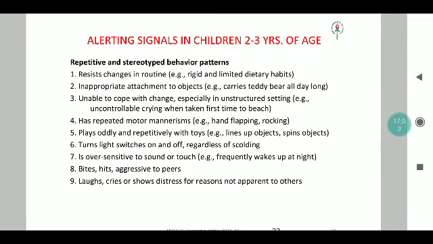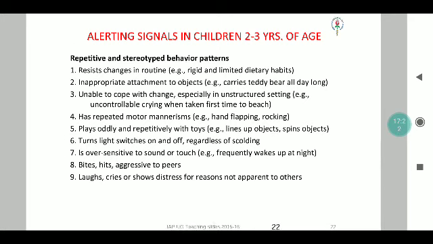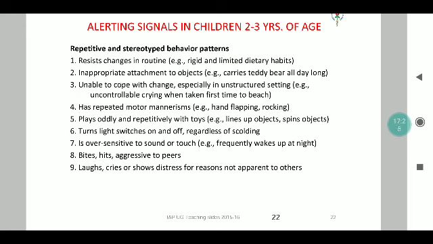Now, coming to the warning signs as far as the behavioral patterns are concerned, any child who resists a change in the routine, inappropriate attachment to objects, could be as simple as having undue affection towards a teddy bear and holding onto that teddy bear all day long. Inability to cope with change, especially in an unstructured setting. A good example of that is uncontrollably crying while taken for the first time to a beach, where there is no aspect of giving any undue fear. Repeated motor mannerisms such as hand flapping or rocking, or repetitive play with toys, the example of the car which I had showed.